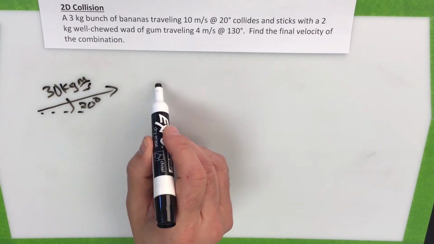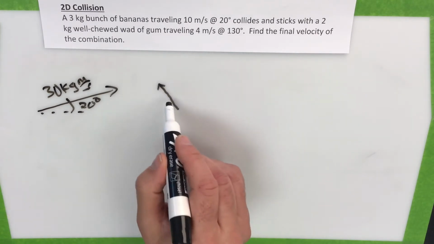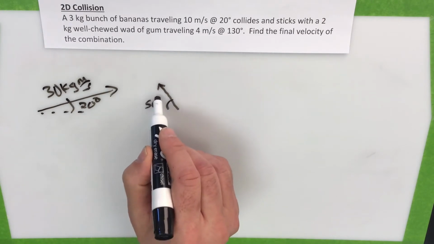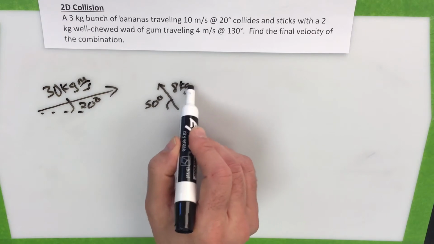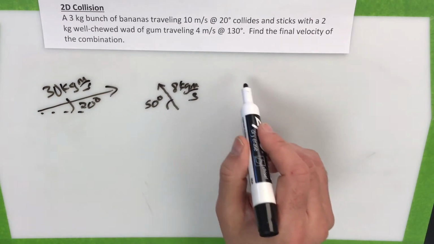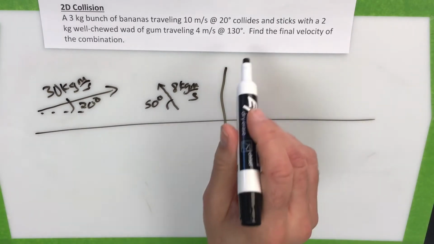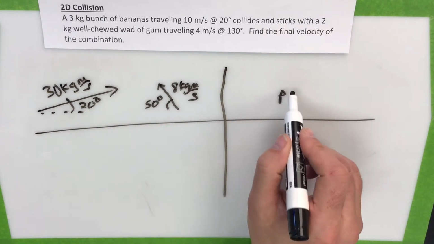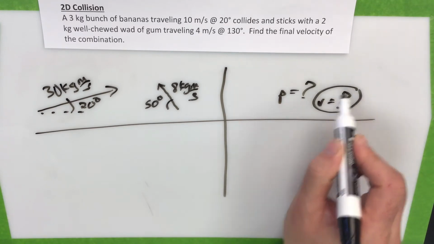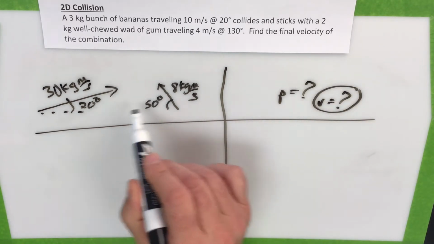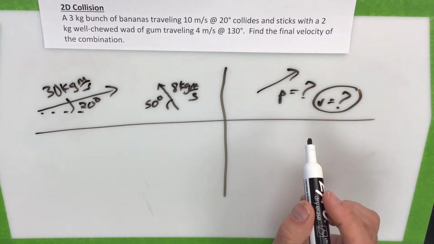So this is 8, much shorter, 130 degrees, which is 50 degrees here, 50 degrees, and 8 kilogram meters per second. And then at the end, you have a momentum which is unknown. So P, I don't know what it is, and the important point is what's my velocity. Now it looks like this thing's going to probably go like this, so I can sketch that for that answer.